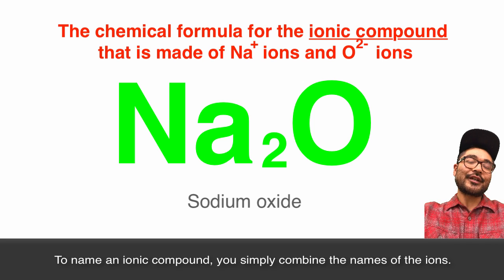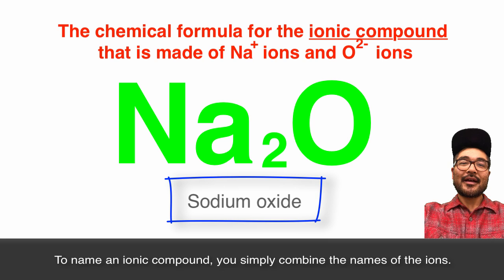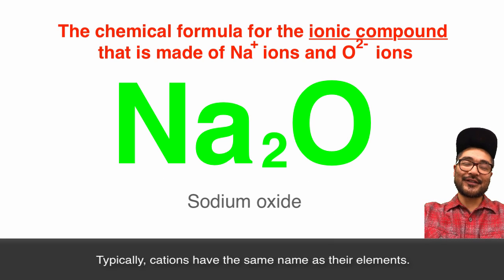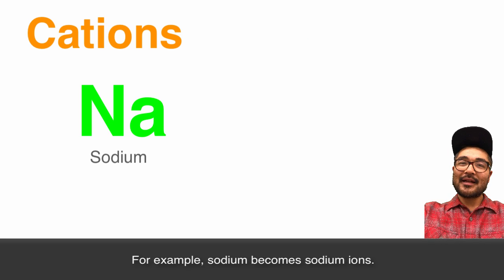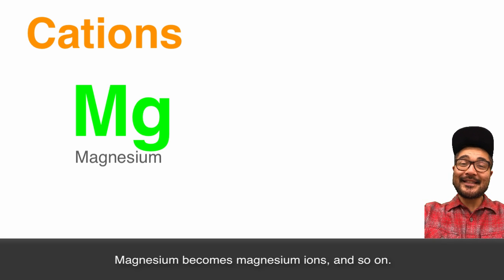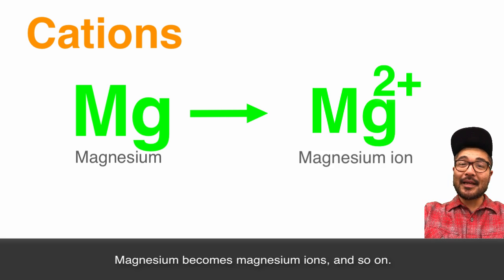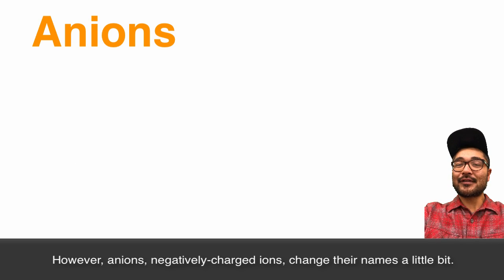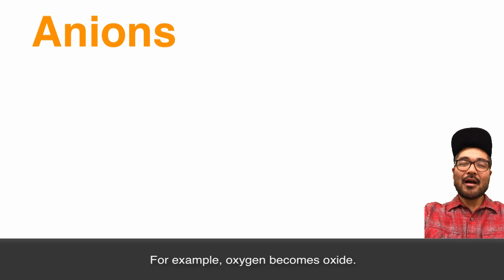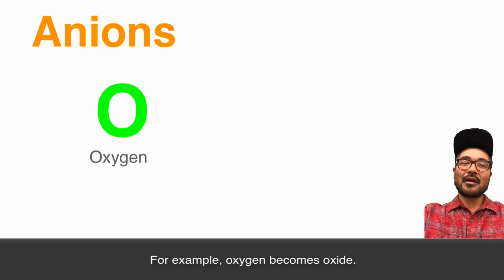To name an ionic compound, you simply combine the names of the ions. Typically, cations have the same name as their elements. For example, sodium becomes sodium ions, magnesium becomes magnesium ions, and so on. However, anions, negatively charged ions, change their names a little bit. For example, oxygen becomes oxide.